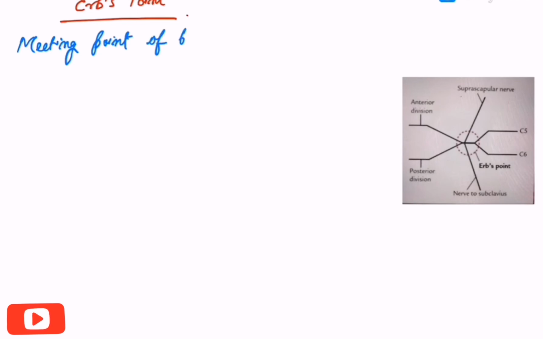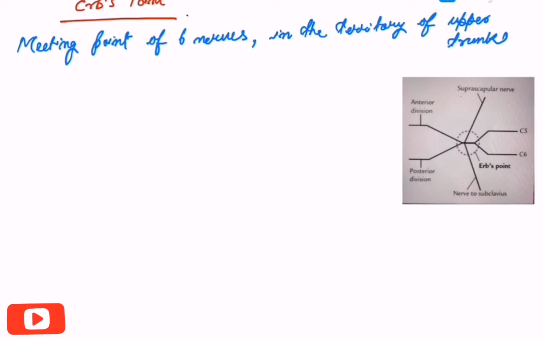Now let's see an important topic, that is Erb's point. Now, what is Erb's point? It is the meeting point of six nerves in the territory of the upper trunk. Now, what are the six nerves? Let's mention.